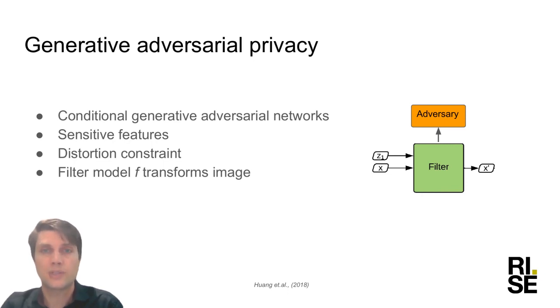Generative adversarial privacy was presented by Huang et al. in 2018. They presented a model based on conditional generative adversarial networks to filter images. So for an input image X, they produce an output image X prime, where some sensitive features have been filtered out. And the objective for this is that they train an adversary at the same time. And the task for the filter is to make it hard for the adversary to find out the value of the sensitive attribute. For this, you need to specify the sensitive features and you give the model a distortion constraint.